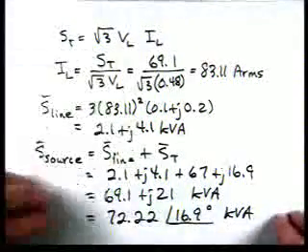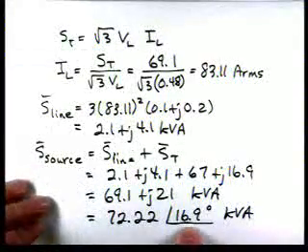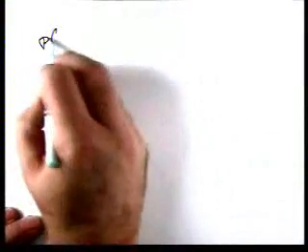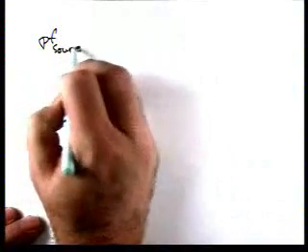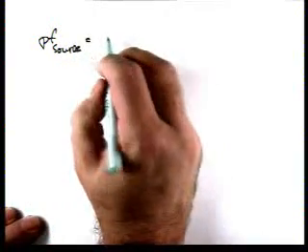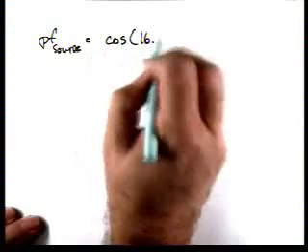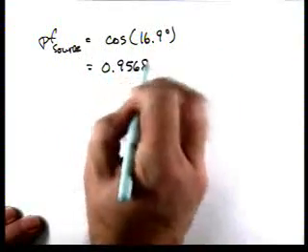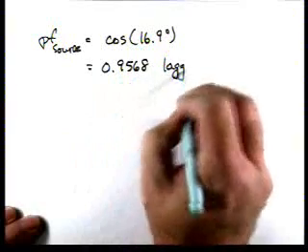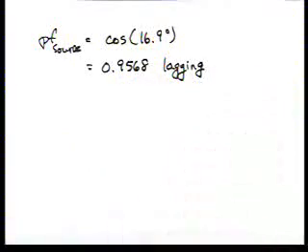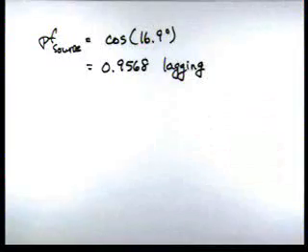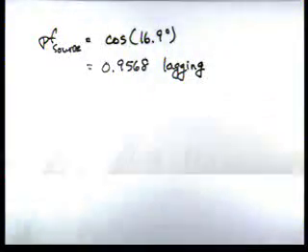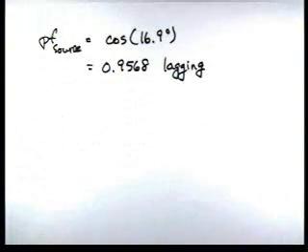Now the power factor of the source, we can get by taking the cosine of this angle. It's the cosine of 16.9, and that's going to be 0.9568, and it's lagging. And the reason I know it's lagging is the angle on S is positive. And so a positive angle corresponds to an inductive load, and we know that gives us a lagging power factor.